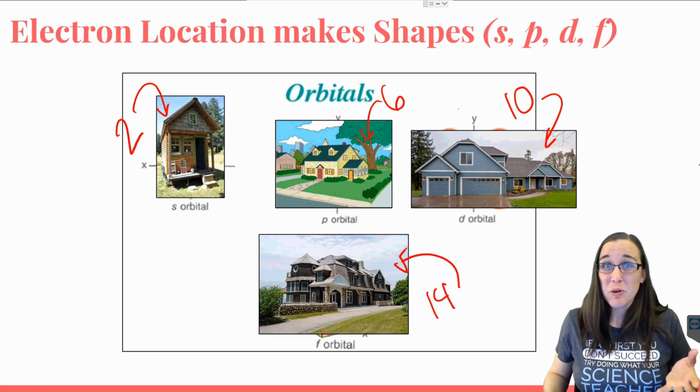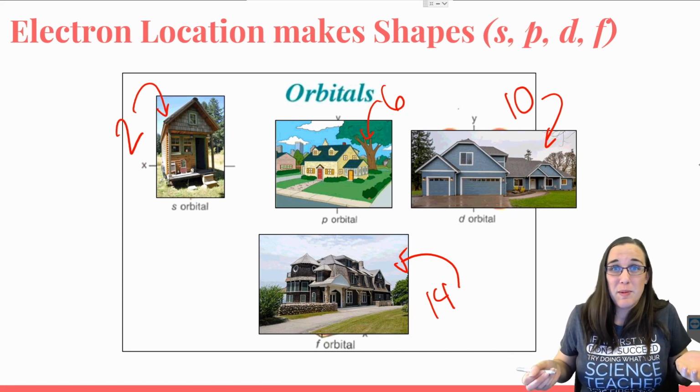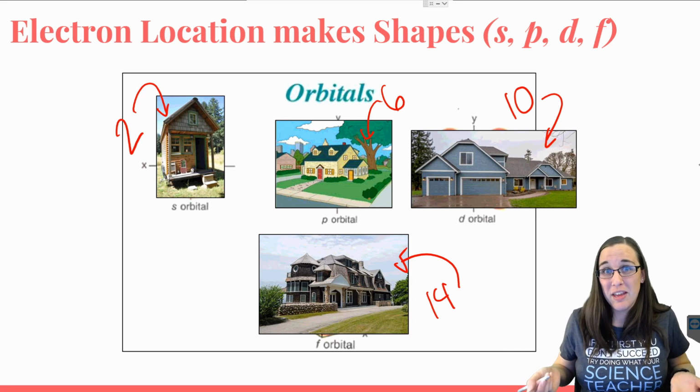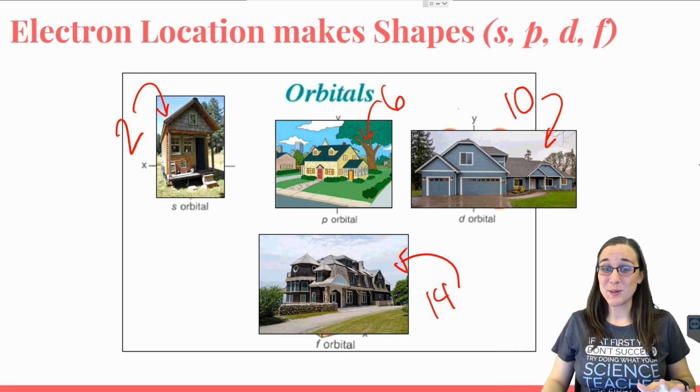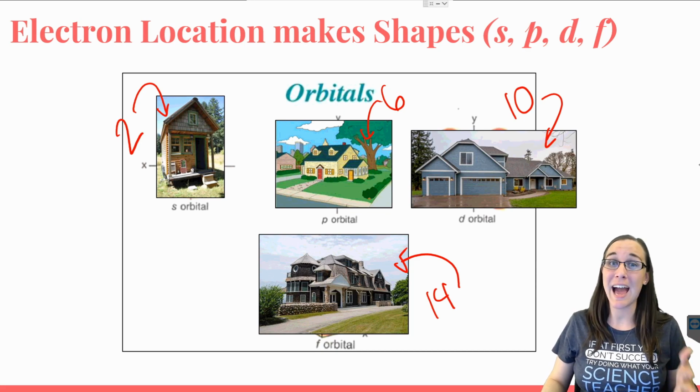I would assume you can fit more than 14 people in a mansion, but I don't know, maybe each bedroom is like 1,000 square feet. Regardless, we're going to assume that the f orbital is like a mansion, and that mansion can only house 14 people.